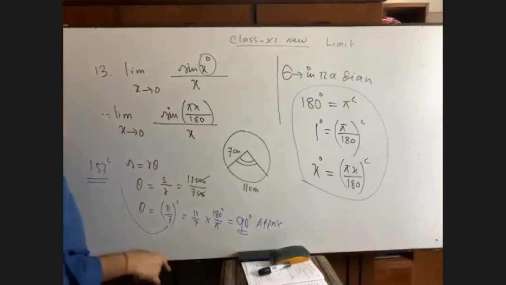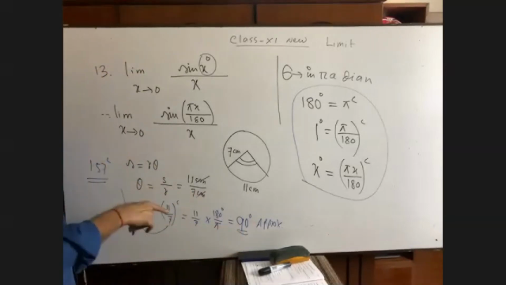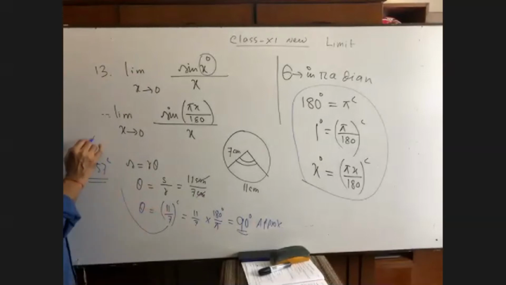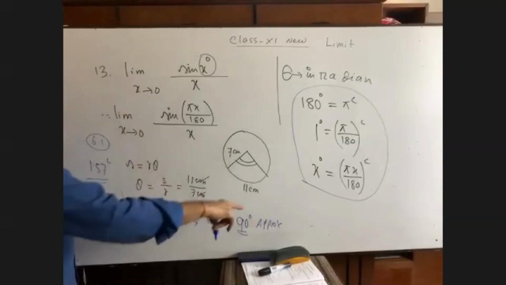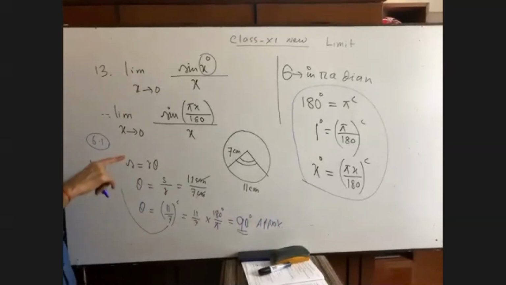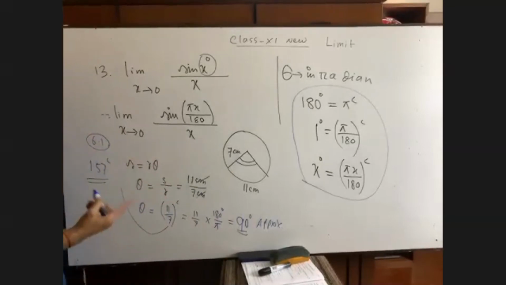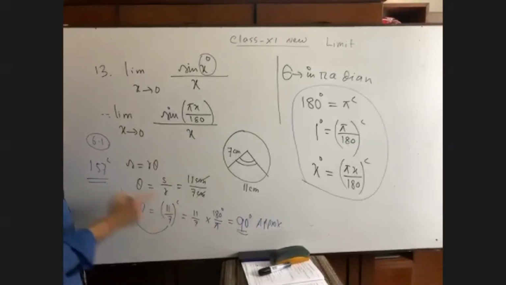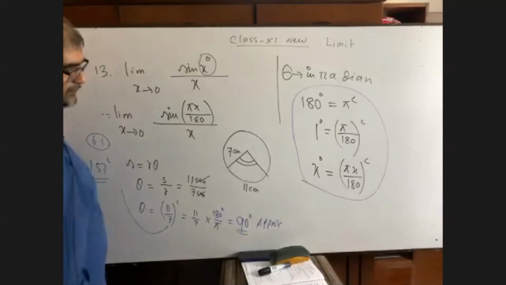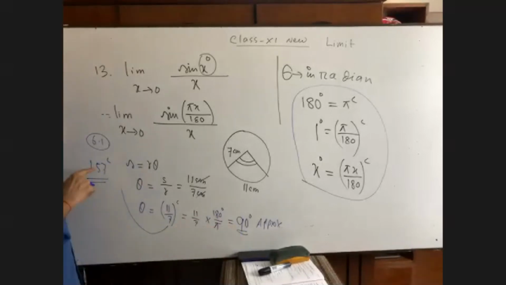You have a lot of maths on this, which I am going to show you in exercise 6.1. A lot of maths are to be done in 6.1, only on this. So you see, 11 by 7 radian equals 1.57 radian. It is 90 degree. That means one right angle equals 1.57 radian.